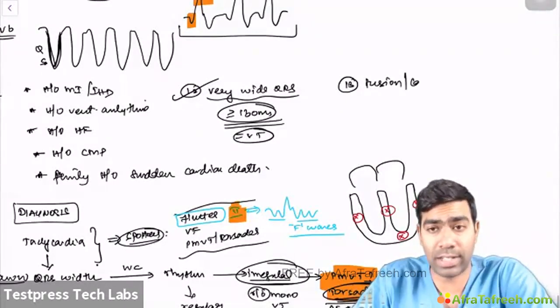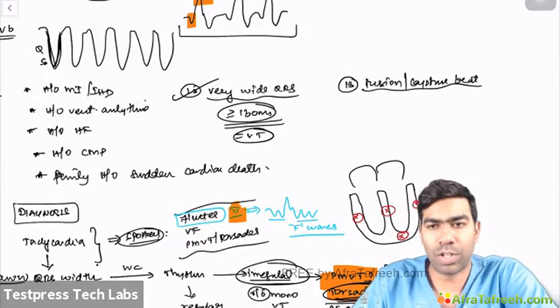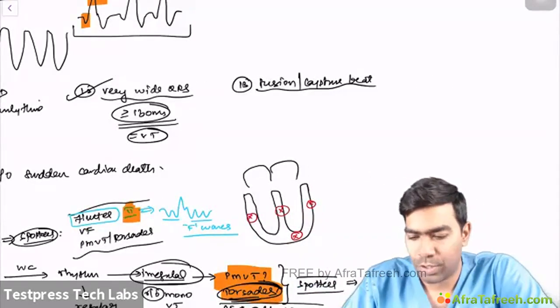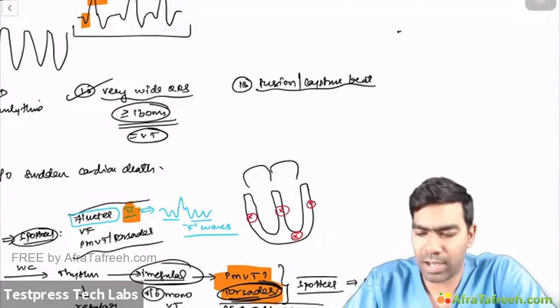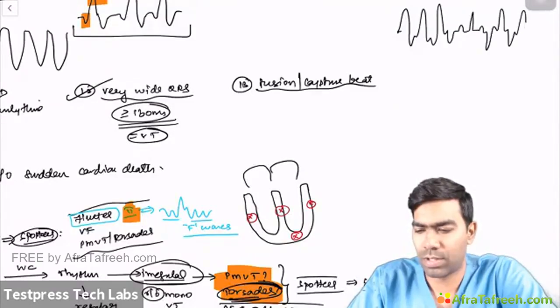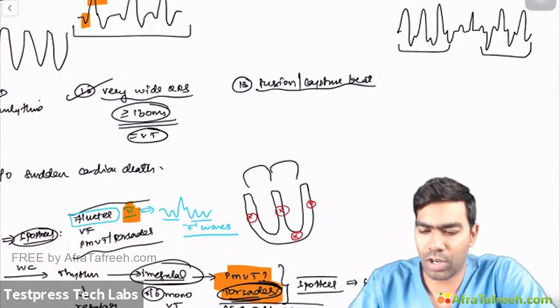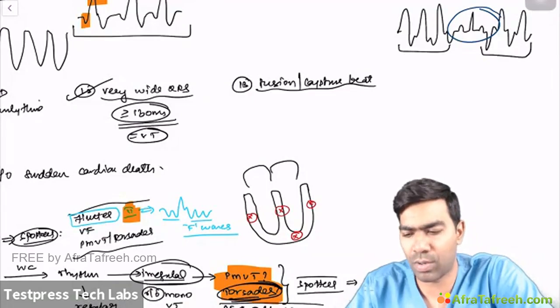This is a very important exam question also. I should have told this. For some weird reason I forgot it. So, fusion beat or a capture beat. How do you find out a fusion or a capture? It's very simple. In the background of a VT, look for the odd man out. The entire VT will have a very chaotic rhythm, but one odd beat will have a normal shaped QRS or an aberrant QRS complex. Only one.